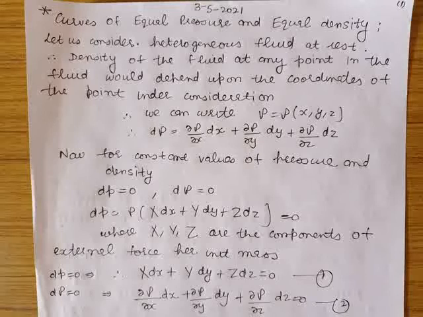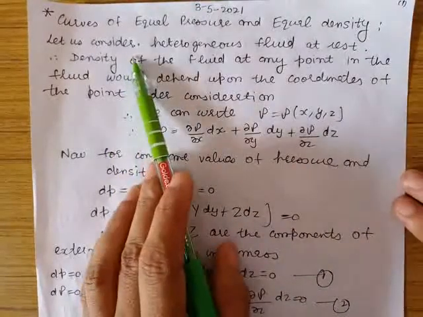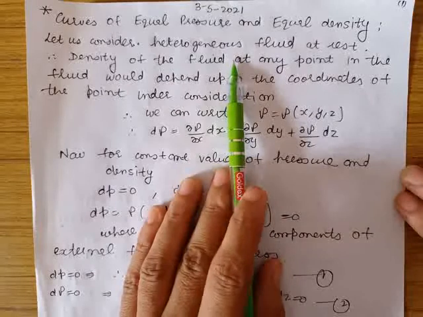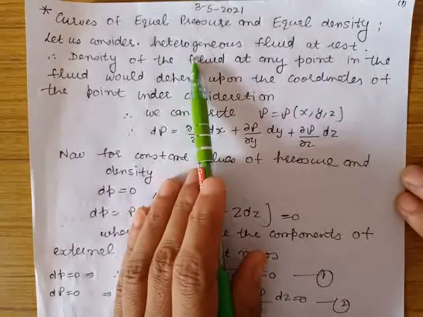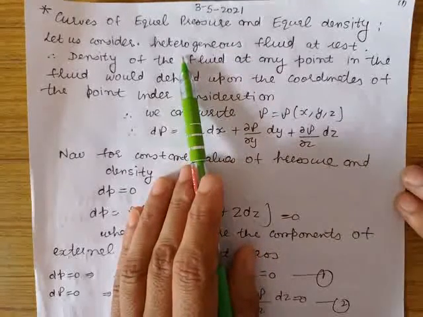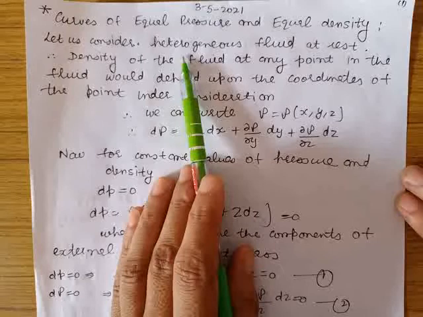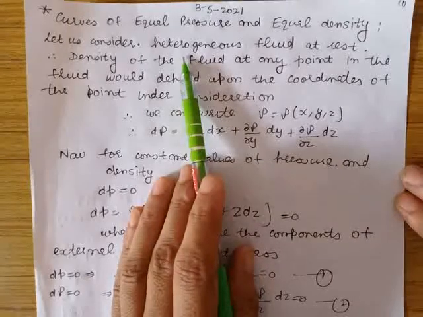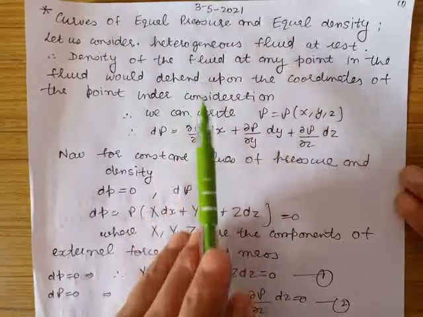Our next topic is to find the differential equations of the curves of equal pressure and equal densities. To find this differential equation, let us consider a heterogeneous fluid at rest. Heterogeneous means the density of the fluid will vary from point to point. So if we take the density of the fluid at any point in the fluid, then it will depend upon the coordinates of the point under consideration.